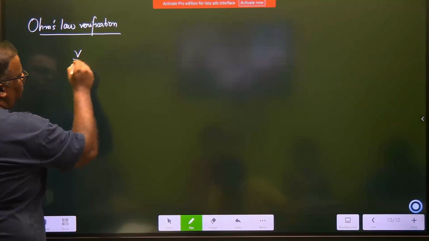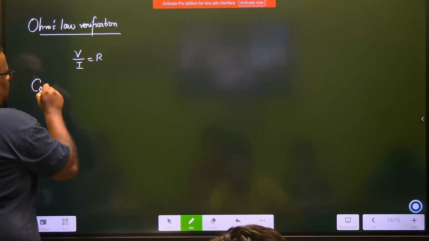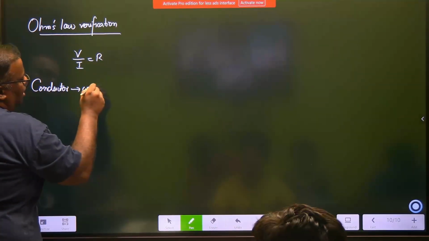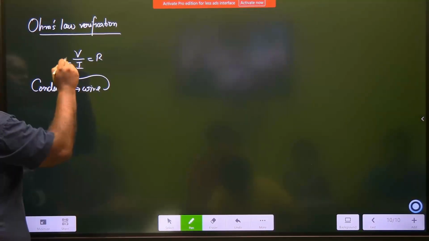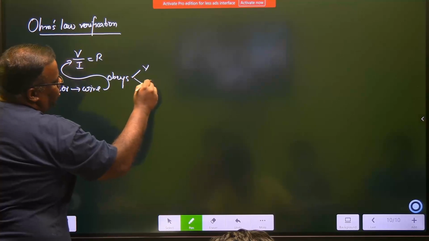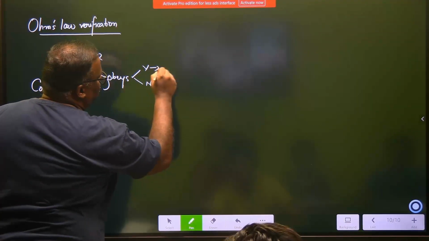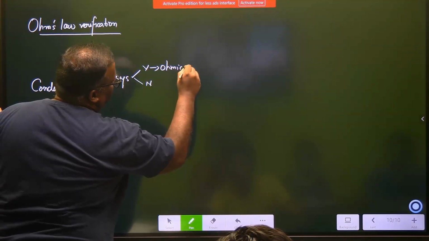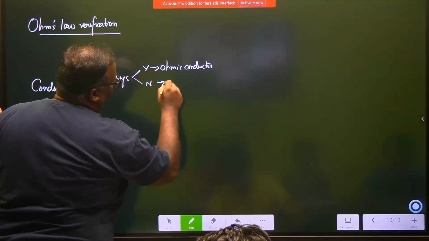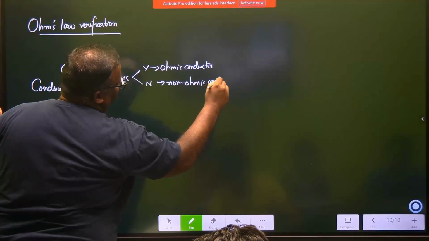Ohm's law says V upon I is equal to R, and we will pick up a conductor. We'll pick up any sort of a conductor, means you will take a sample of it, which is a wire, and you will see for this wire whether it obeys, either a yes or a no. If this wire obeys this, then I call this wire an ohmic conductor. Not everyone will obey. If it doesn't obey, I call it non-ohmic conductor. Is this much understood or not?